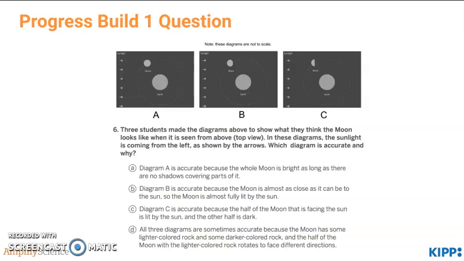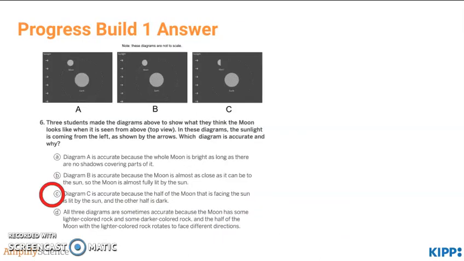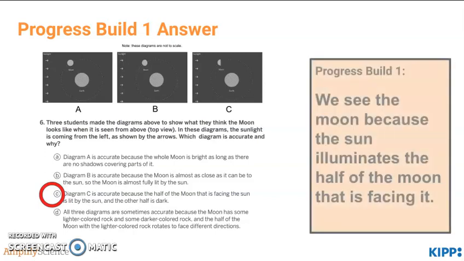Take a few minutes to complete the question. Hit pause and resume the video once you've answered it. The answer to this question is C. Students who choose this answer know Progress Build 1, which is that we see the moon because the sun illuminates the half of the moon that is facing it. The only possible answer is diagram C, because this is the only diagram where half of the moon is illuminated.